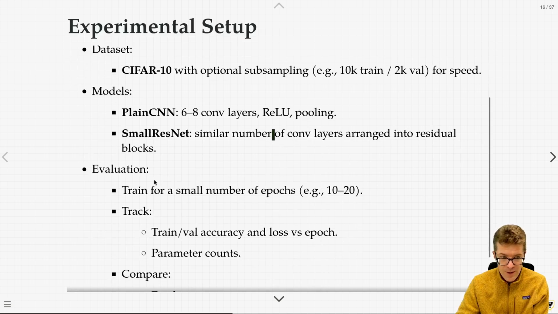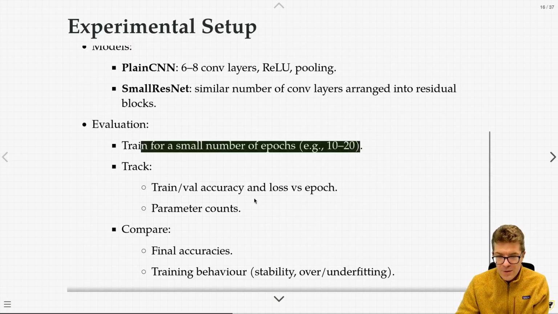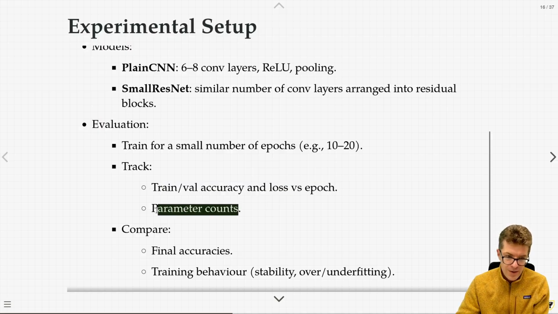So we're just going to grab this. We're going to train for a small number of epochs, again, because of computational constraints. We'll track training and validation accuracy and loss versus epoch, like we've been doing, and look at parameter counts, and just compare how we're doing.